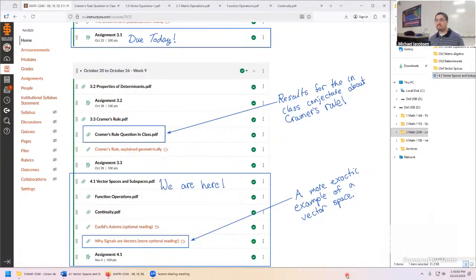Well, we made it, folks. Looks like we can get started. So we're now in section 4.1.